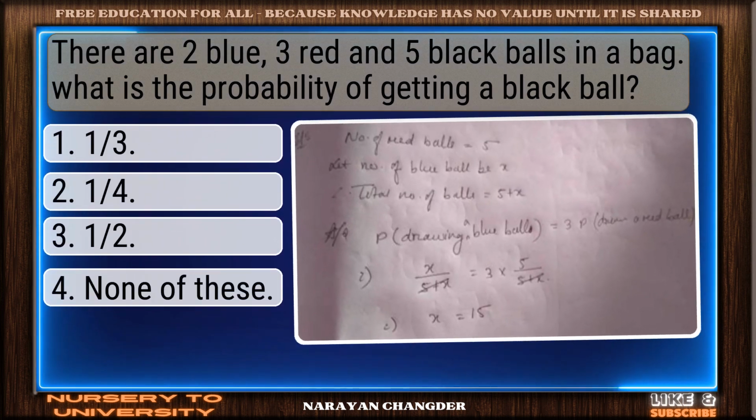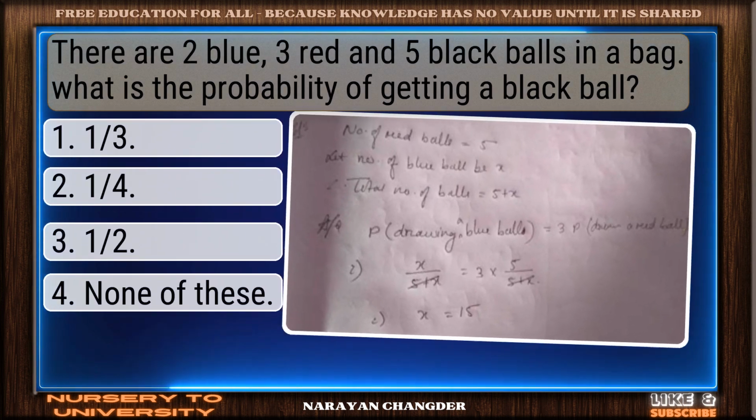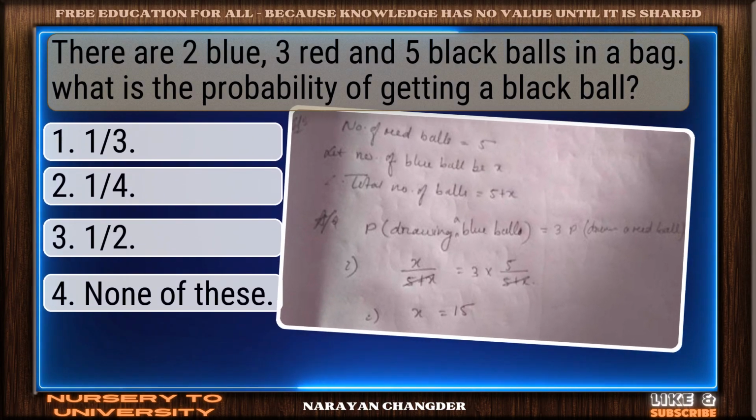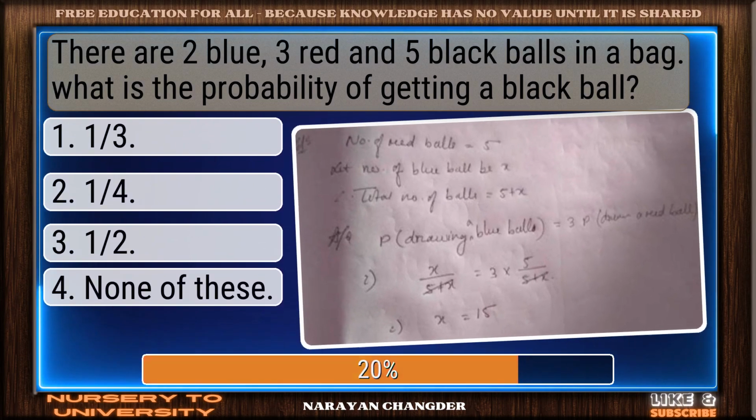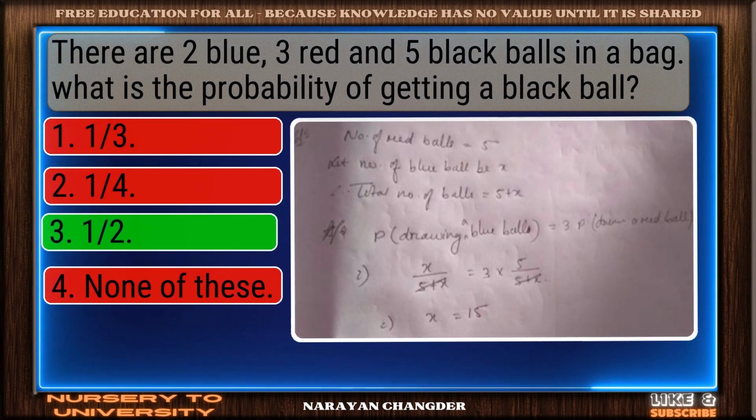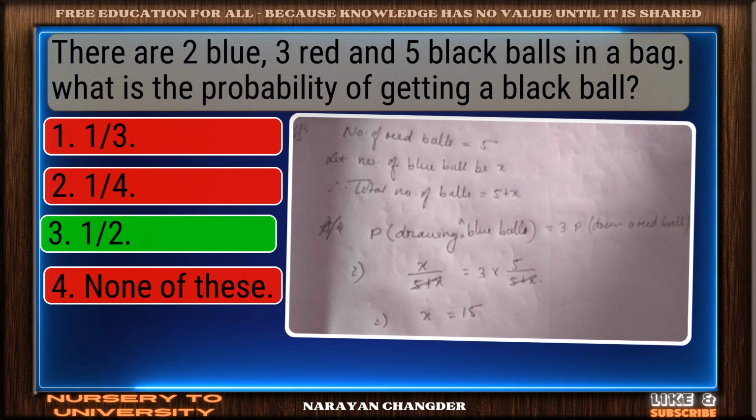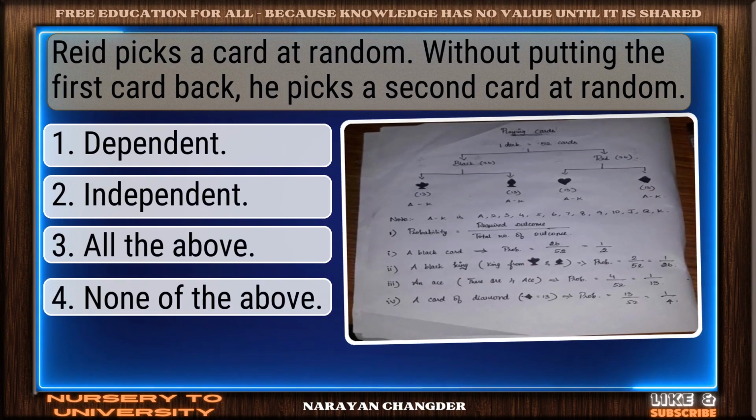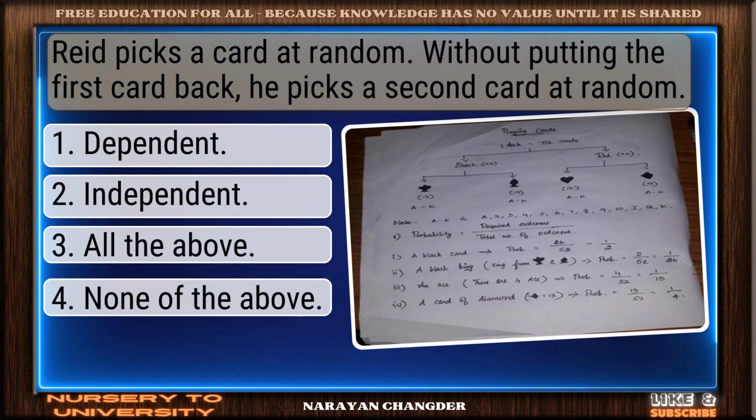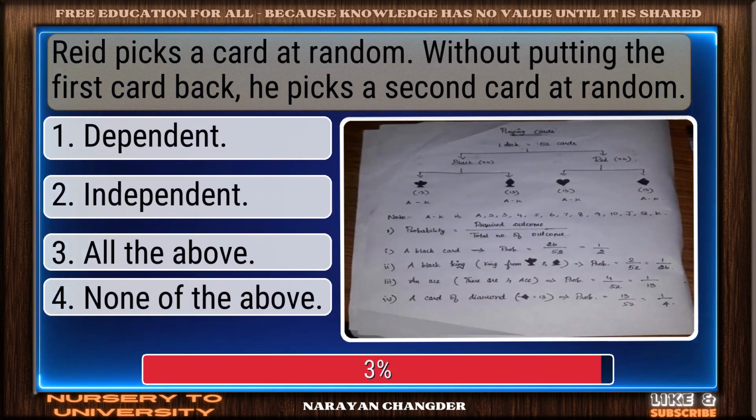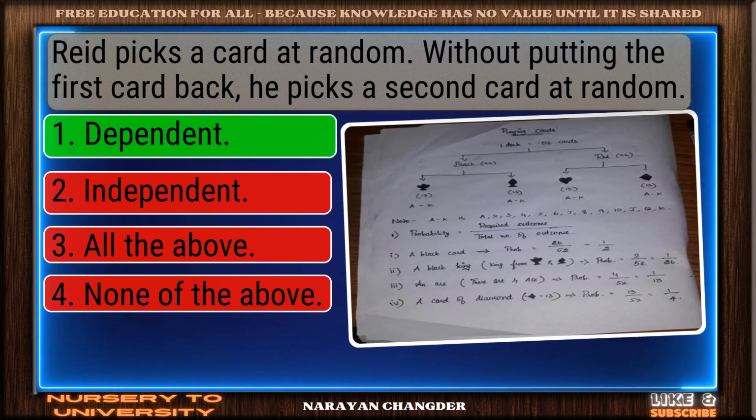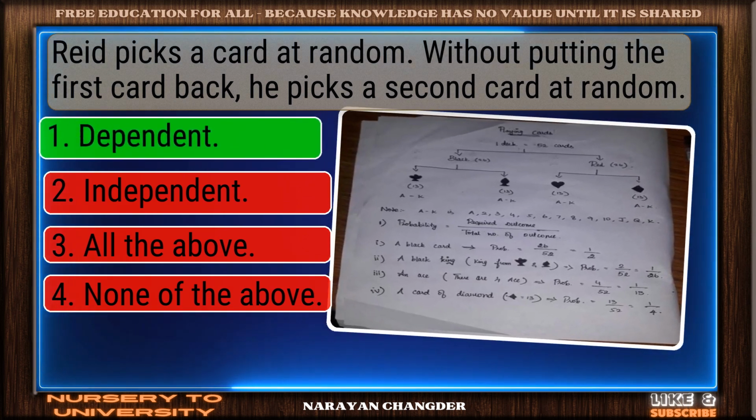Question number 3. There are 2 blue, 3 red and 5 black balls in a bag. What is the probability of getting a black ball? Strong choice. 1.2 is the right answer. Question number 4. Raid picks a card at random. Without putting the first card back, he picks a second card at random. Nice work. You chose dependent and it is correct.